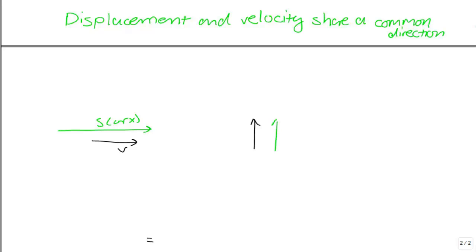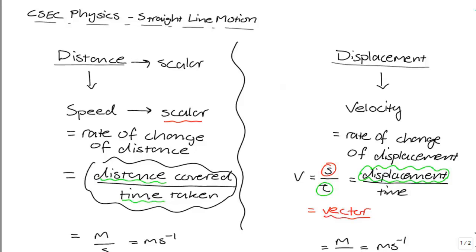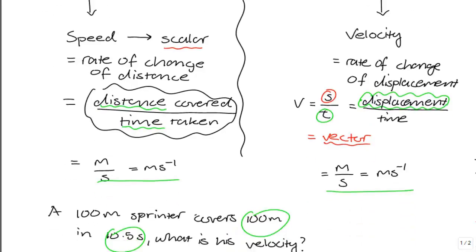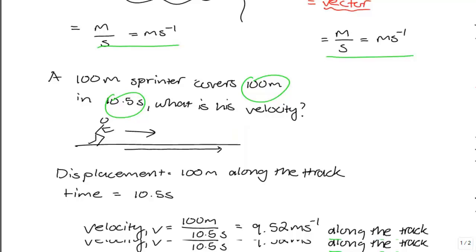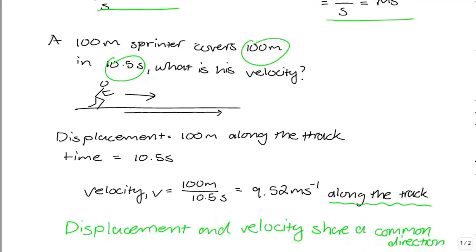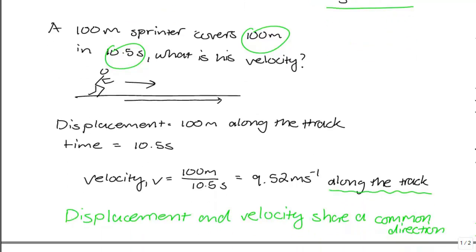And that's something important for you to remember, because in the example above, you weren't explicitly told in which direction the sprinter is running. You kind of have to use common sense and know he's running down the track. And so his displacement and velocity are both going to be angled down the course of the track. So review this example, make sure you understand it, and make sure that you're comfortable with the concepts of distance and displacement and speed and velocity.